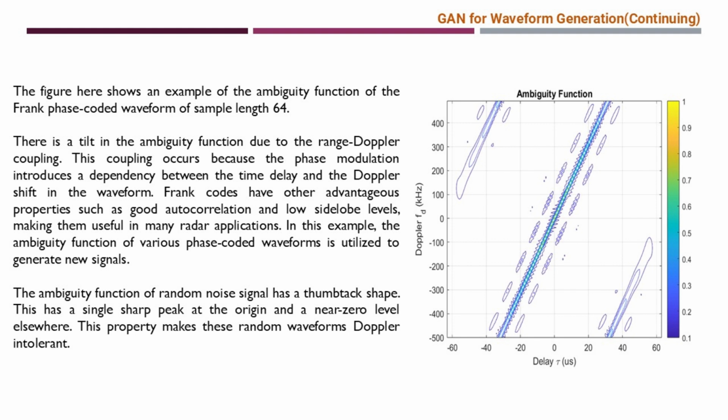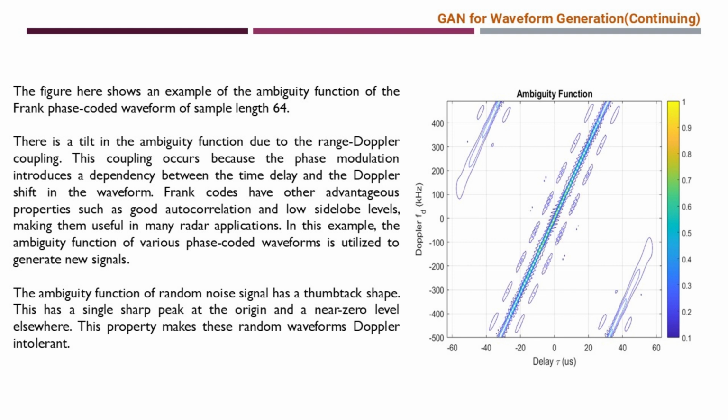On the other hand, a random noise signal has a different ambiguity function, often described as having a thumbtack shape. This means it has a sharp peak at the origin and low values elsewhere, making it good for detecting targets at a specific point, but not very tolerant to Doppler shifts, meaning it struggles with targets that are moving.